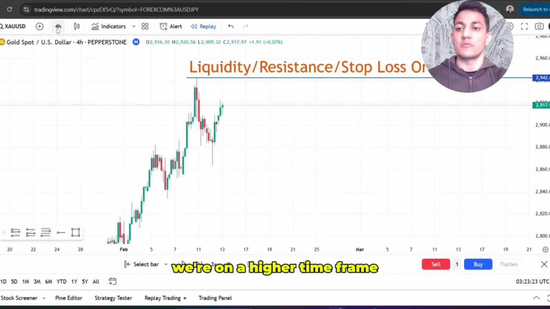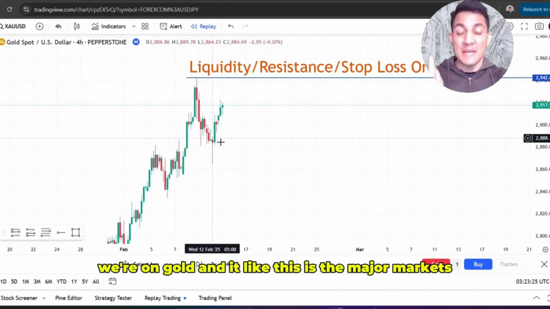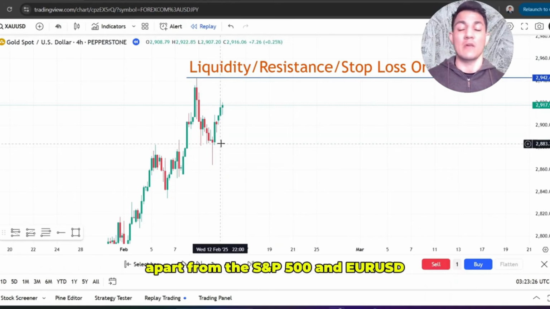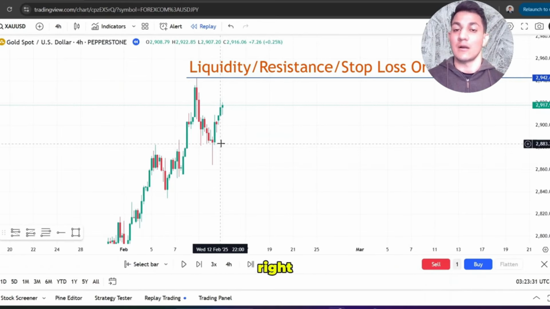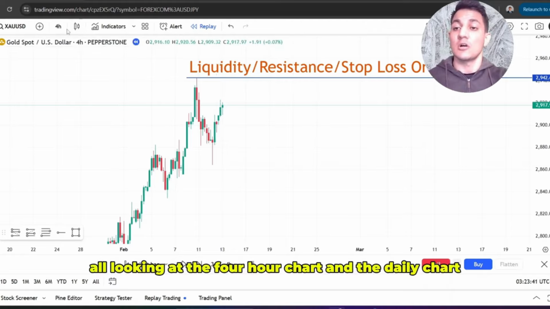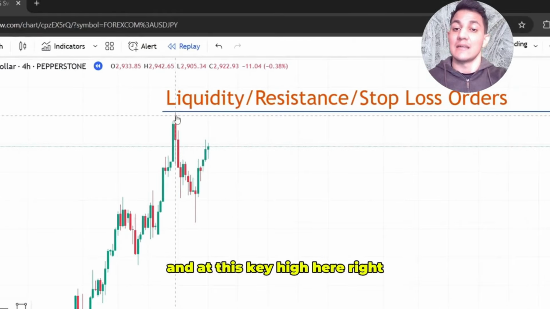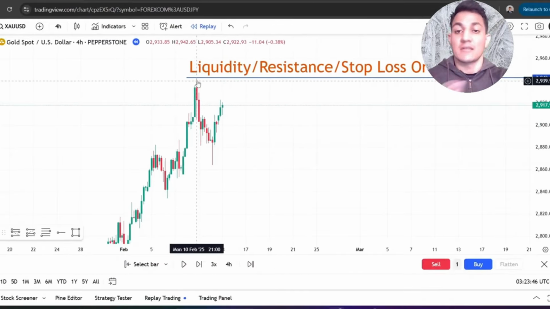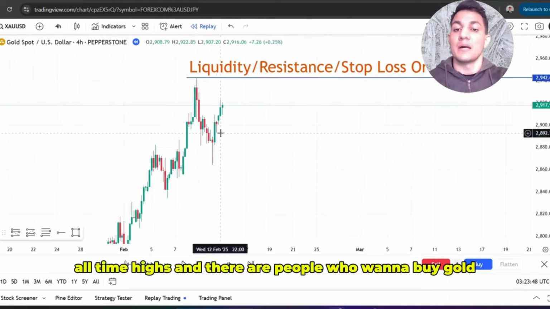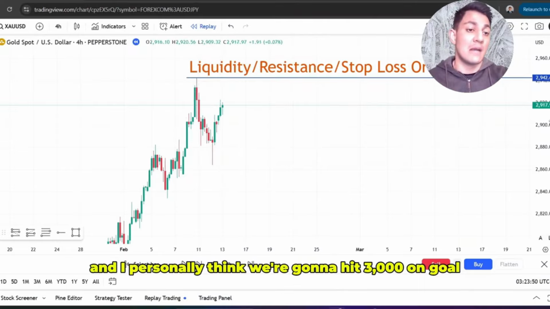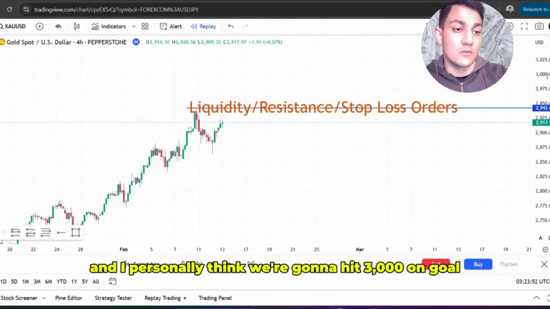We're on the higher time frame, we're on gold, and this is a major market. It's probably one of the biggest markets in the world, right? Apart from the S&P 500 and euro dollar, gold is probably one of the biggest markets in the world, right? There are billions and billions of dollars. There are huge institutions all looking at the 4-hour chart and the daily chart, and at this key high here, right? There are people shorting gold because they think it's at all-time highs, and then there are people who want to buy gold. For those who are going to ask me, I personally think we're going to hit 3,000 on gold. That's just what I think.